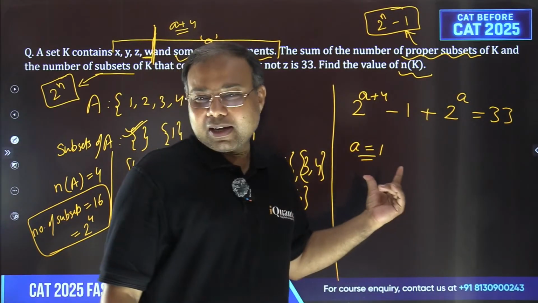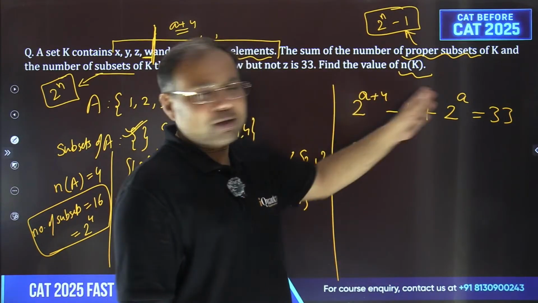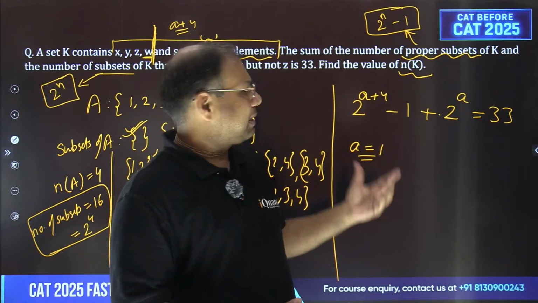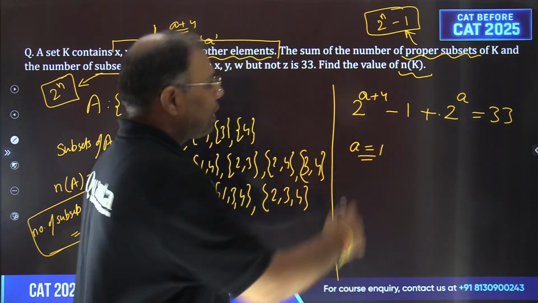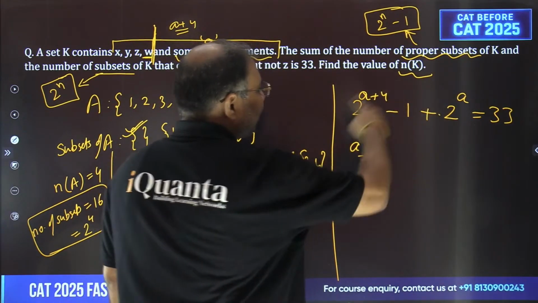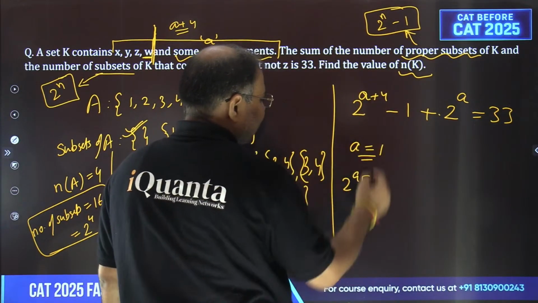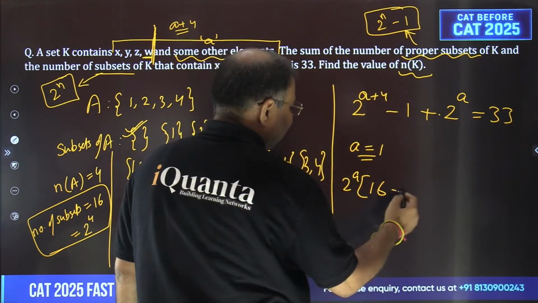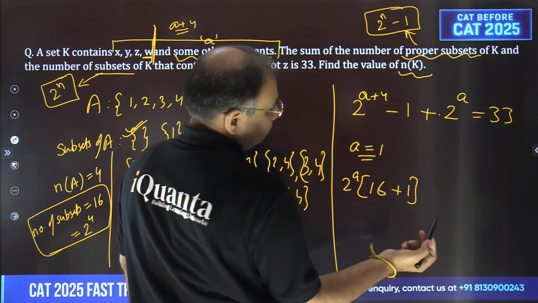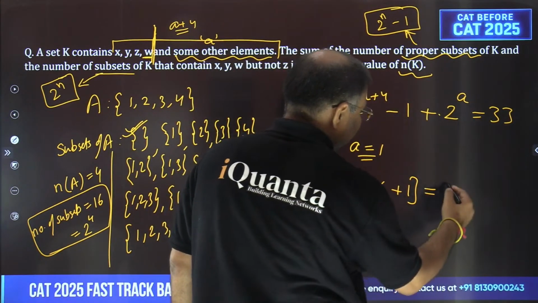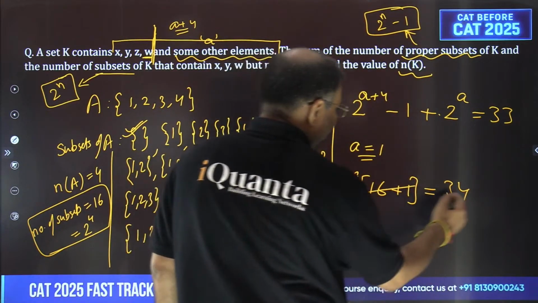So A is 1. I've just substituted the value and verified. And by the way, how to solve if you don't put the value and verify? There's no harm, by the way. But if you take 2 power A common from this, this would be 2 power 4, that is 16, and plus 1, that is 17. And this minus 1 I can take on the other side, that would make it 33 plus 1, that is 34. So 17 2s are 34.